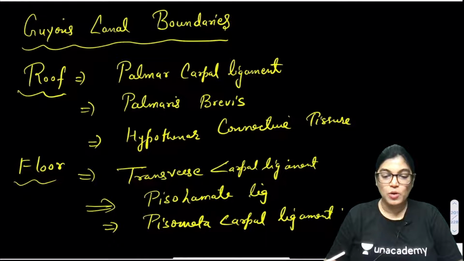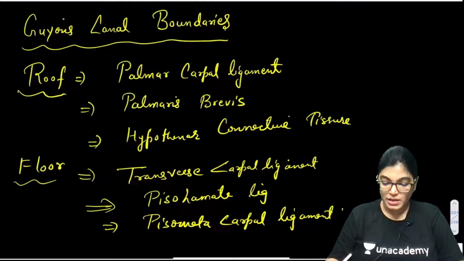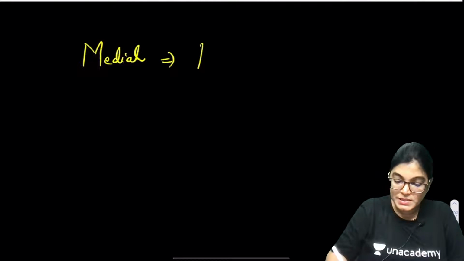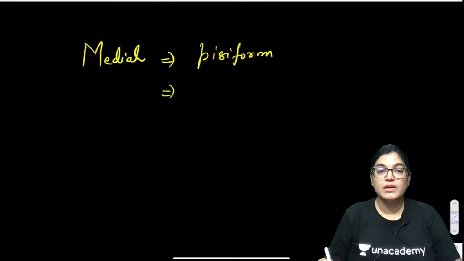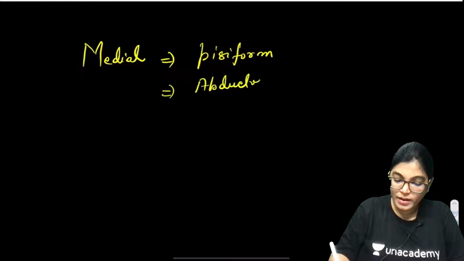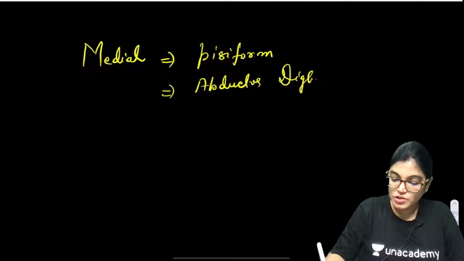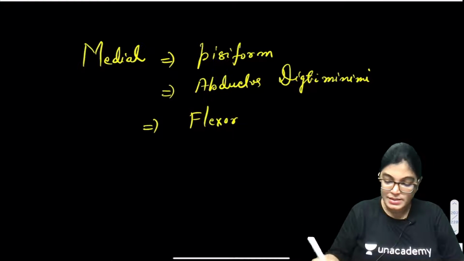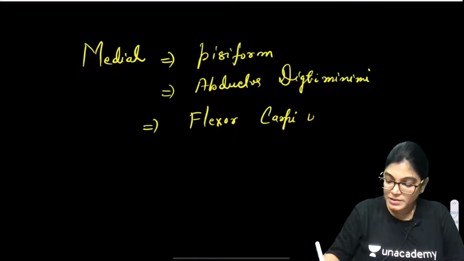Now let me tell you about medial and lateral boundary of Guyon's canal. Now write down medial boundary of Guyon's canal. Medially, the pisiform carpal bone lies along with the muscle of hypothenar eminence, that is abductor digiti minimi muscle. Also flexor carpi ulnaris muscle.